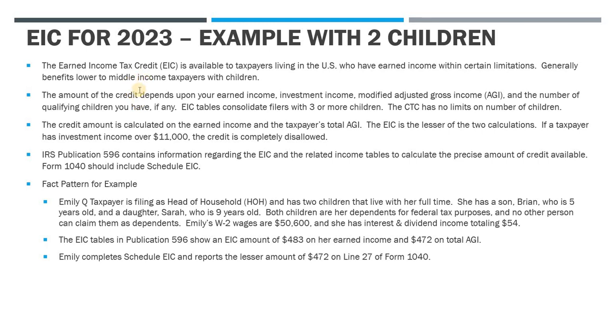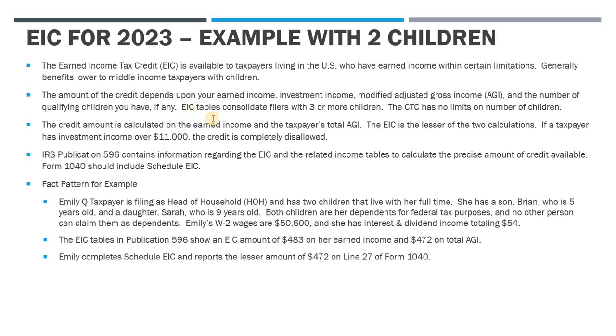So the EIC, for those of you familiar, it's a tax credit available at the federal level, and it's for taxpayers that are living and working in the U.S. In order to claim this, you need to have at least some earned income. So even $1 of earned income is required in order to be eligible. Generally it's going to benefit the lower to middle income taxpayers that have children, because the more children you have, generally it increases not only the income level phase outs but the amount of the credit itself.